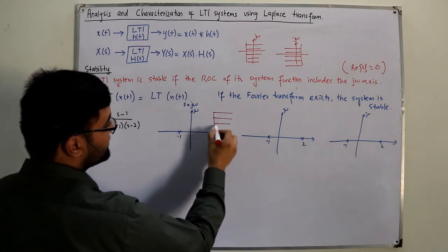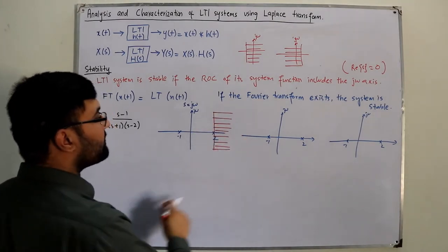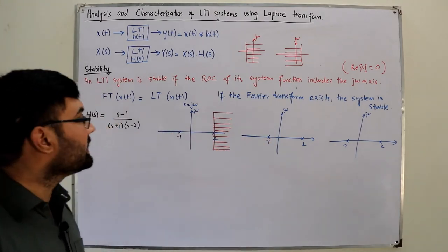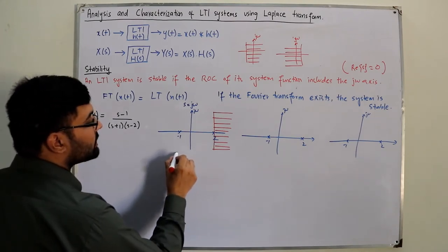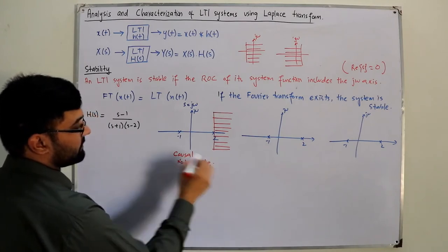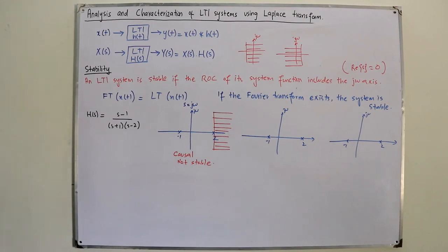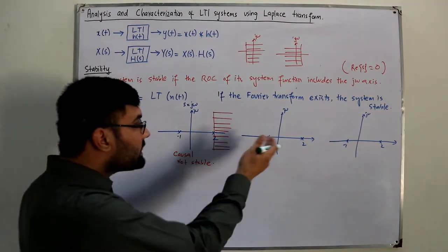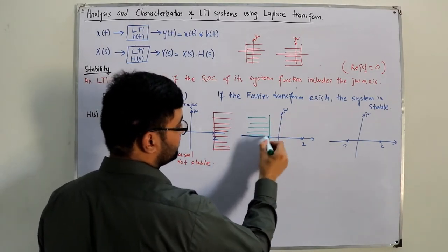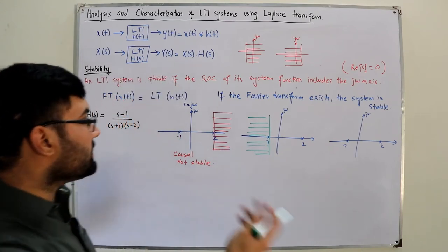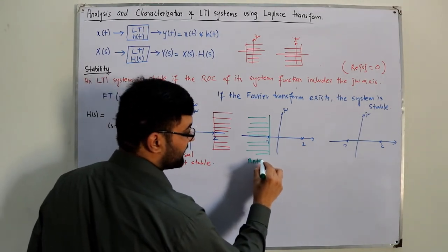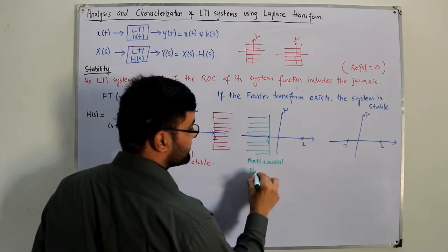So what is this ROC telling us? That it is covering the right half plane, to the right of the rightmost pole. This means that the system is causal. It's not stable. This is possibility number one. The second could be that it lies to the left of the leftmost pole, covering the left half plane. This is anti-causal. Again, it's not including the j omega axis, so it's not stable.